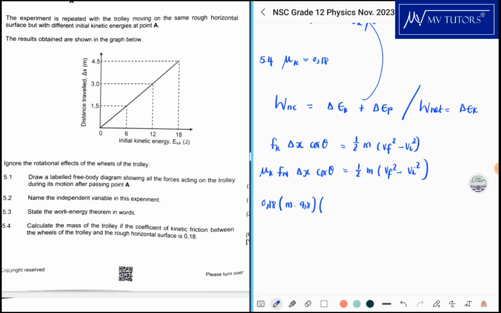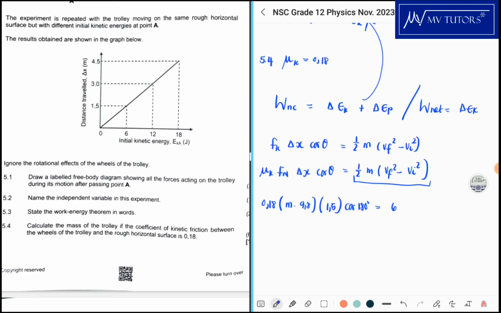Well, it's up to you. You can look at the graph and use whatever. I'm just going to go with the first values. For a distance of 1,5 meters, we get initial kinetic energy of 6. Cos theta, because it's friction, theta will be 180 degrees. And then you have half, actually, this entire kinetic energy, we can just say it is 6.